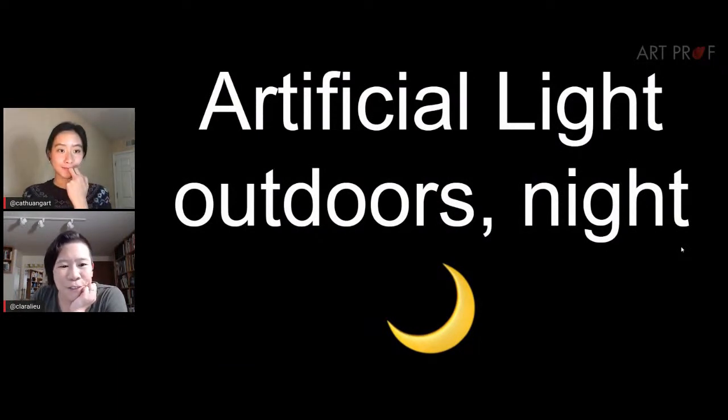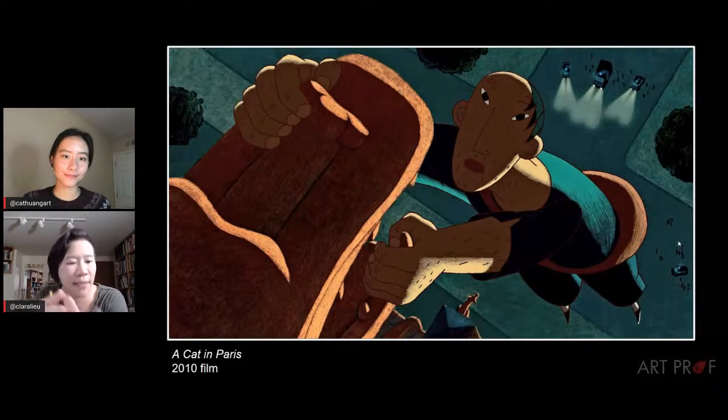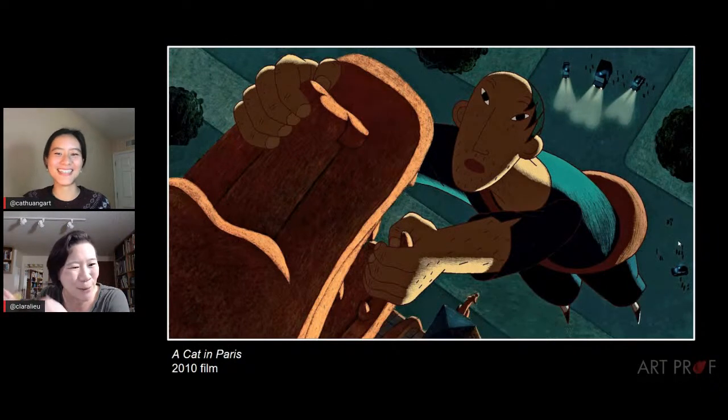Okay, artificial light. Let's talk about outdoors at night. So we've got A Cat in Paris here again, and we've seen similar things in some of the other stills. But Kat, can you talk to us about those cars in the upper right?